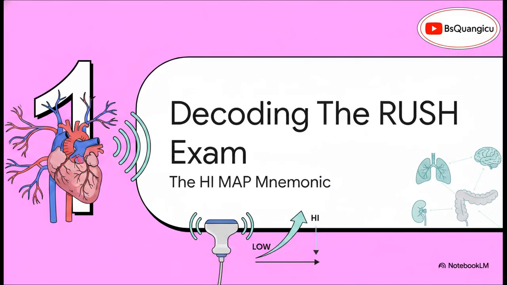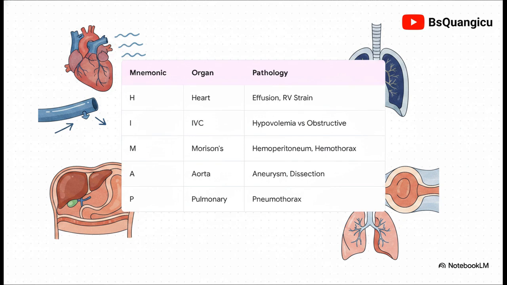Section 1. Decoding the RUSH exam. All right, our ultimate goal when a patient is crashing is to get them from a dangerously low MAP to a healthy high MAP. And hey, that gives us our mnemonic.